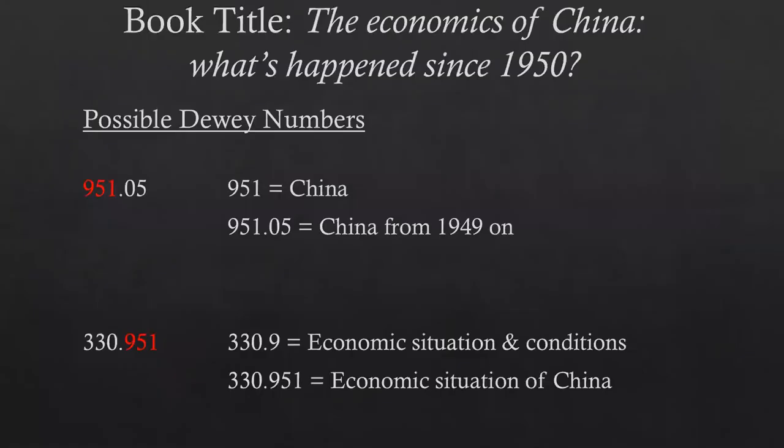The Dewey Decimal System is a cleverly designed system, and it's more of an art than a science. It's very possible for one book to have two totally different numbers. For example, a book about China's economy with some historical aspects might be given the number 951.05. This would reflect the subject of China from 1949 on, as shown here.